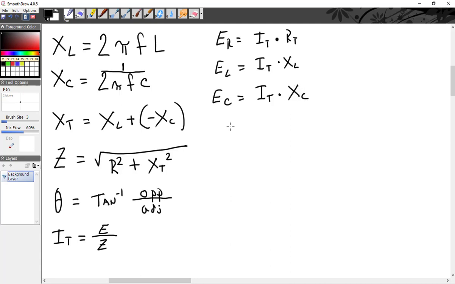What are we missing? The phase angle, or no? The phase angle's there. Power. True power. Okay, power. I squared times R. Thank you. When you write the theta, you should write the triangle too. Power.